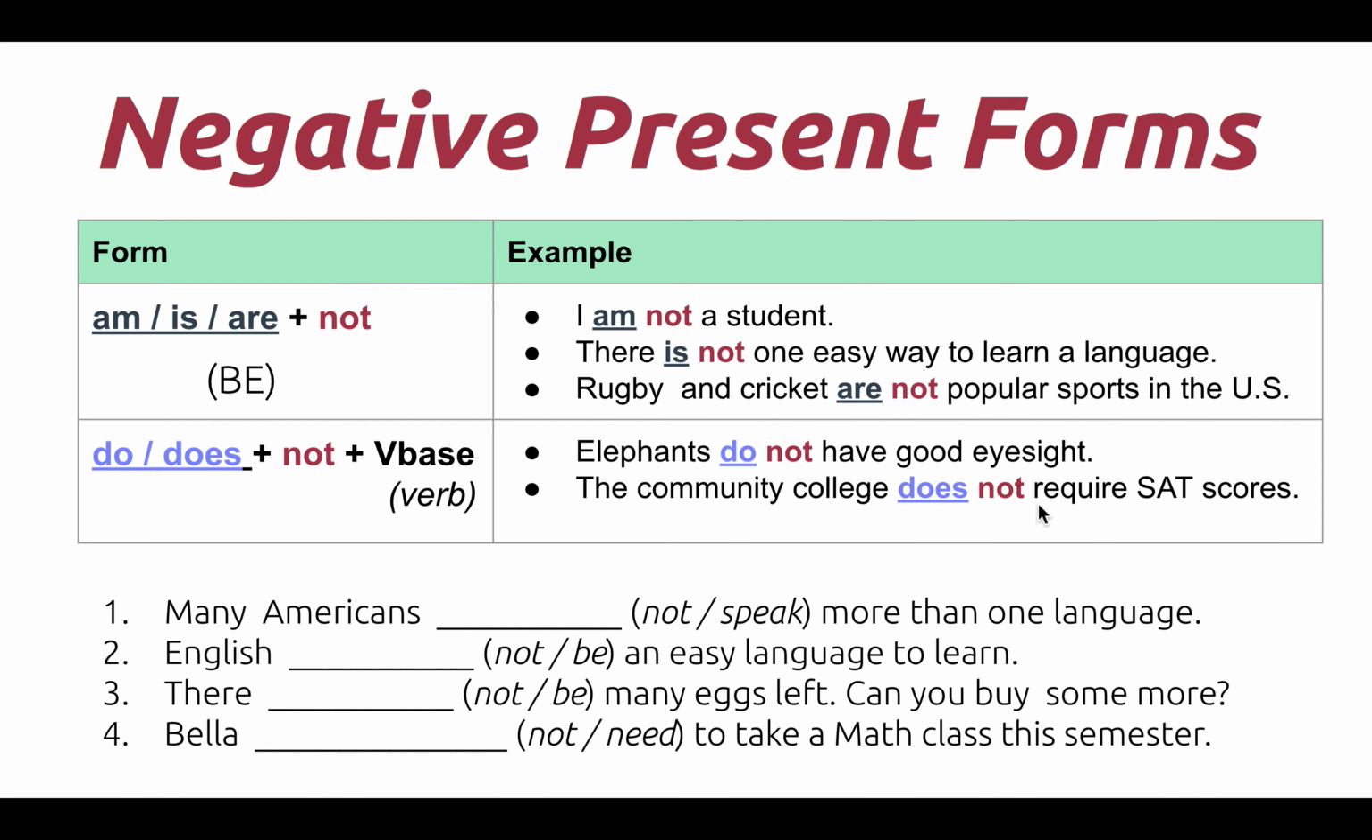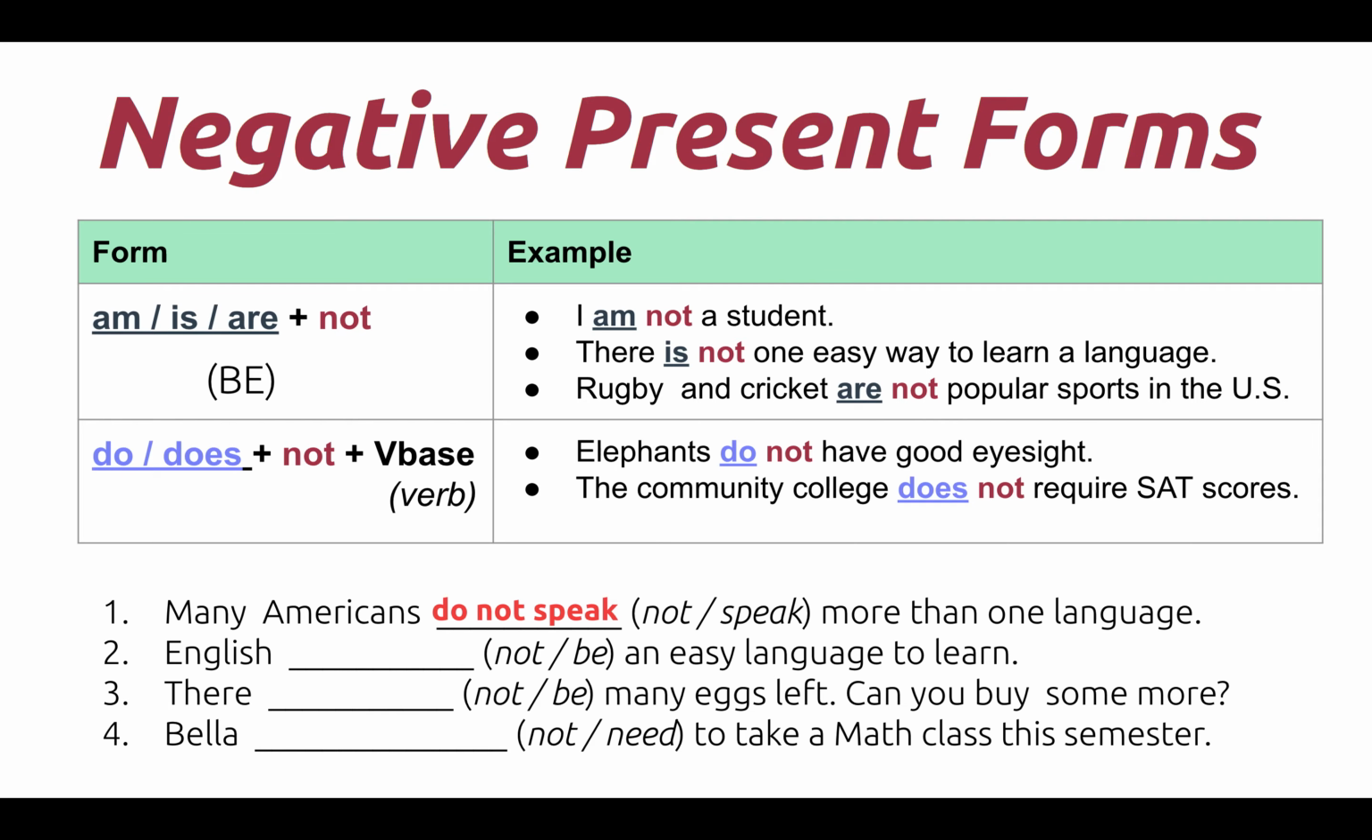Please pause the video while you try to write in the blanks. Notice that some of these are be, so you want to use this formula if your verb is be and it's negative. But if your verb is not be, if it's any other verb, then you're going to use this formula. Please pause the video while you do this exercise. I'm going to give you the answers right now.